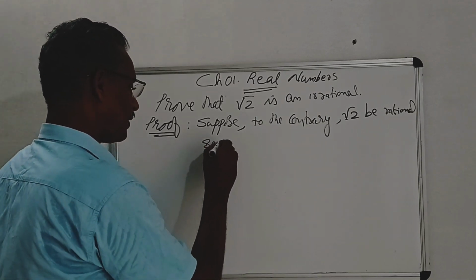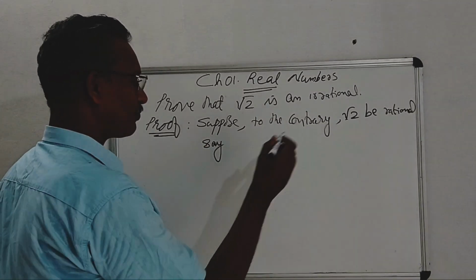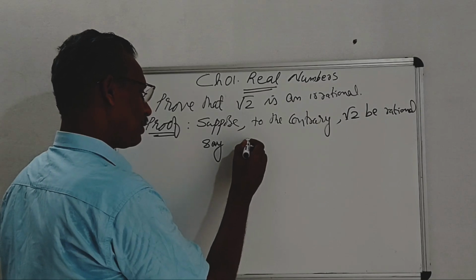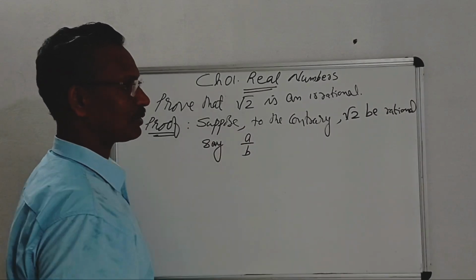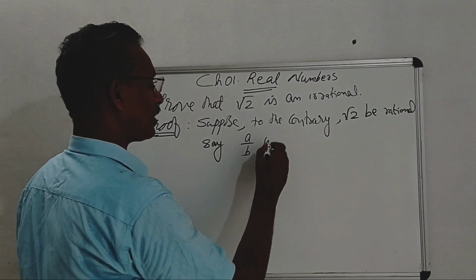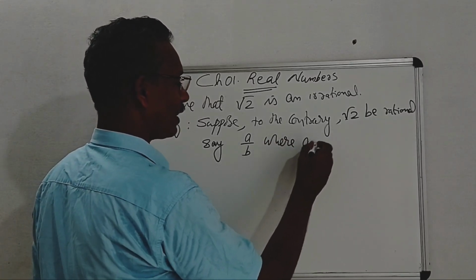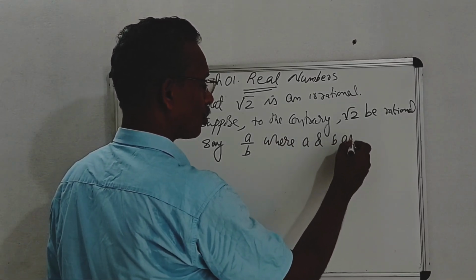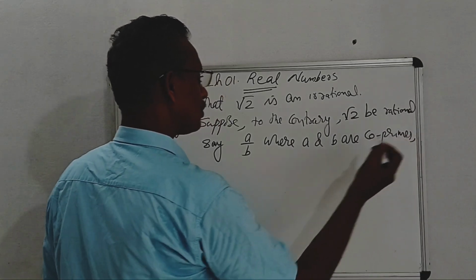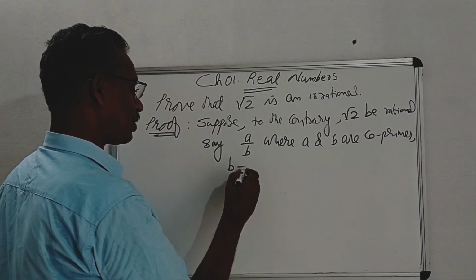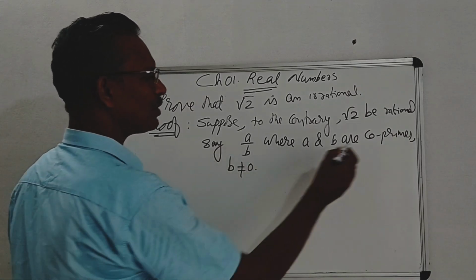Say what is its name. Let the name of root 2 be a by b. The rational number's form is this, a by b, where a and b are coprimes, b is not equal to 0. What is the meaning of coprime?